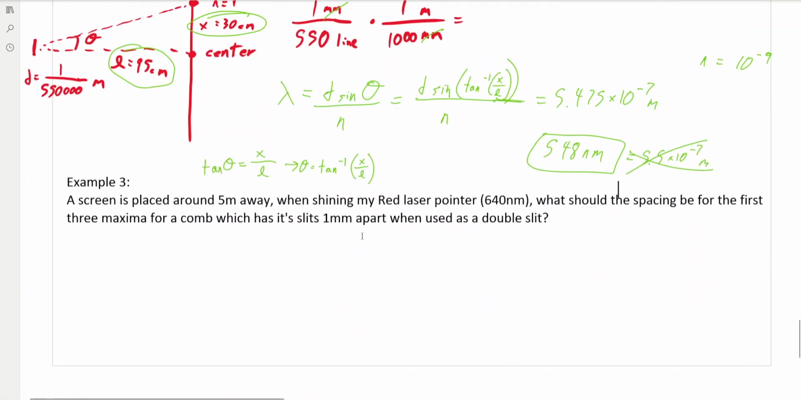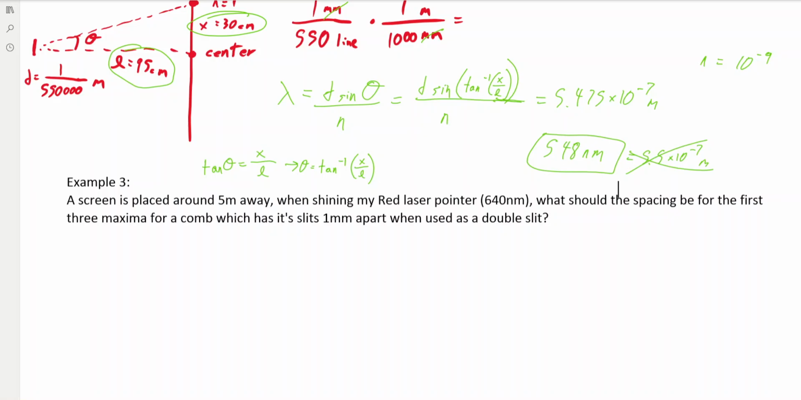Okay, one more question to try out for this video. Pause the video now, try it yourself, and see if you get the same answer I do. A screen is placed around 5 meters away when shining my red laser pointer, 640 nanometers. What should the spacing be for the first 3 maxima for a comb, which has its slits 1 millimeter apart when used as a double slit?